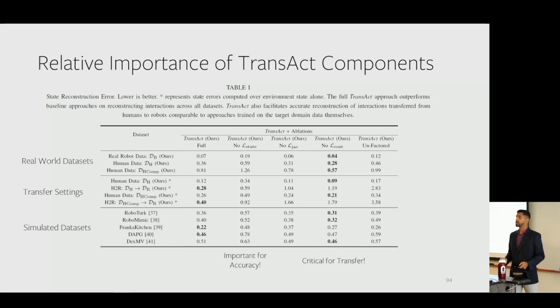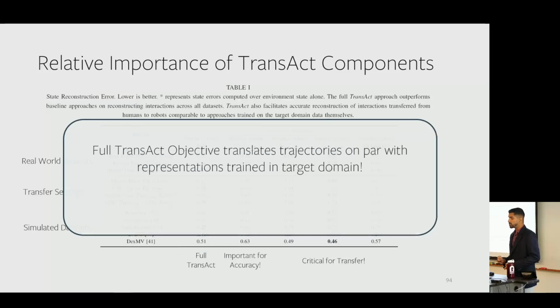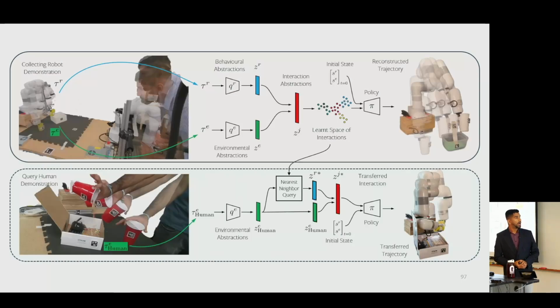The other really cool thing that we were able to note is that the full Transact objective is able to translate trajectories that perform at a similar level to a model trained in the target domain demonstrations itself. And that's actually kind of cool. It says, even if I have an approach trained on my target domain, the reconstruction errors that we're able to achieve after translating in a zero-shot fashion is on par with that, which I think is pretty cool. So that describes our Transact framework.